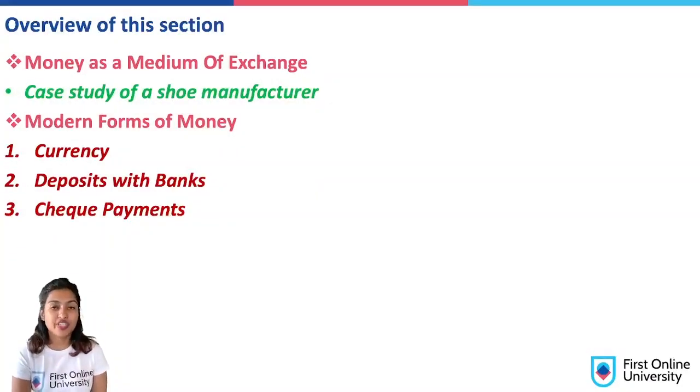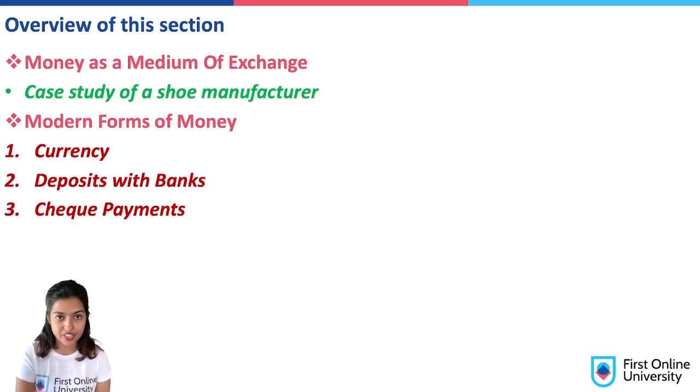Let us begin with the first section of this chapter and let us see what is basically covered under this section. First, we are going to be discussing the way money is seen as a medium of exchange. Under this, we are going to understand this concept better through a case study of a shoe manufacturer.